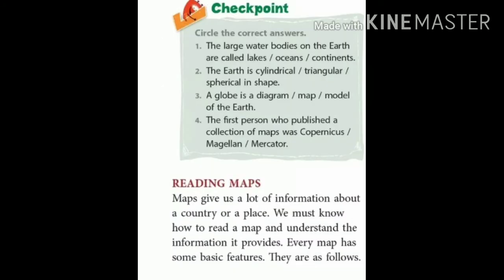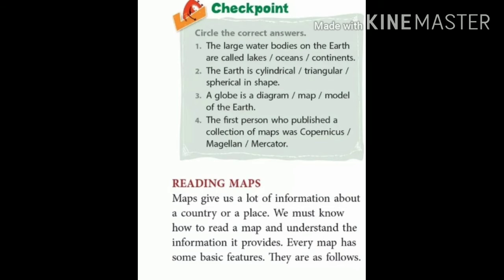Checkpoints. Circle the correct answer. The large water bodies on the earth are called lakes, oceans, continents. The answer is oceans. Second point, the earth is cylindrical, triangular, spherical in shape. So the answer is spherical in shape. Third point, a globe is a diagram, map, model of the earth. And the answer is model of the earth. Fourth point, the first person who published a collection of maps was Copernicus, Magellan, Mercator, and the answer is Mercator.